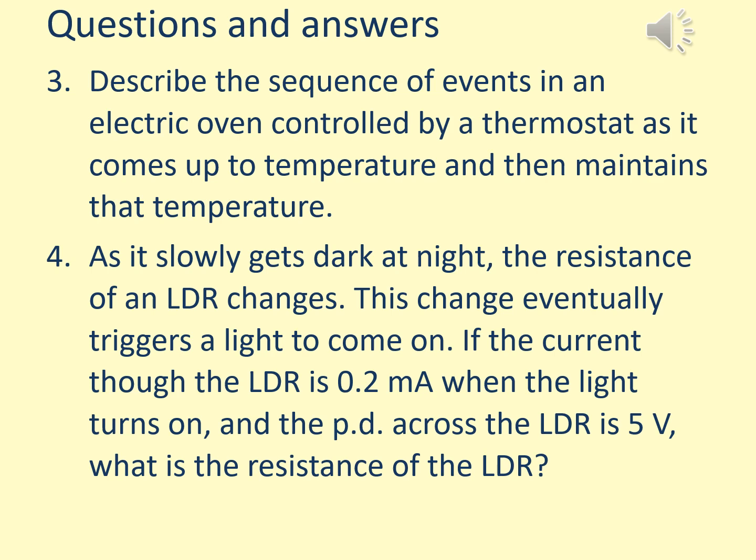And number 4, as it slowly gets dark at night, the resistance of an LDR changes. This change eventually triggers a light to come on. If the current through the LDR is 0.2 milliamps when the light turns on and the PD across it is 5 volts, what is the resistance then of the LDR? So these are slightly more typical exam questions. We're going to go through the answers at the end. So if you need to pause the video here so that you can do these questions, please do so.